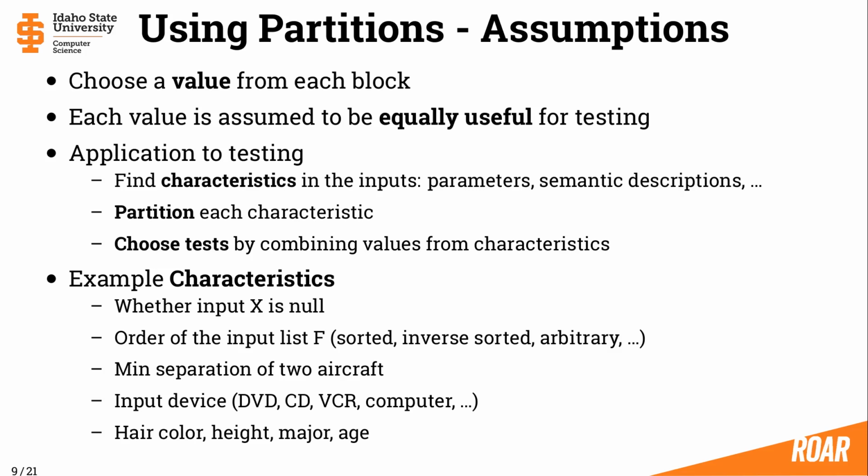once we have partitions, right, we have a couple of assumptions that we have to make in order to use partitions. One of the first assumptions is that we're going to choose a value from each block, right? Each value is then assumed to be equally useful for testing. The application to testing is that we want to find characteristics in the input, right? So these parameters, semantic descriptions, etc., such that we can partition each characteristic, and then we choose tests by combining values from these characteristics, okay?